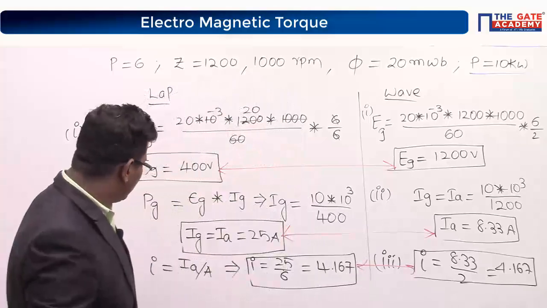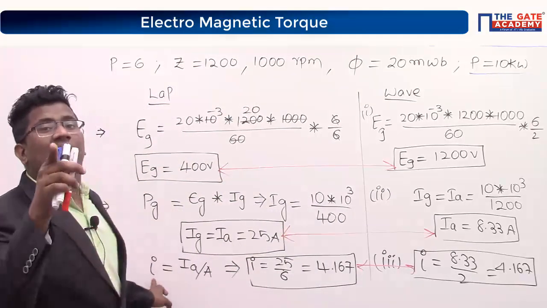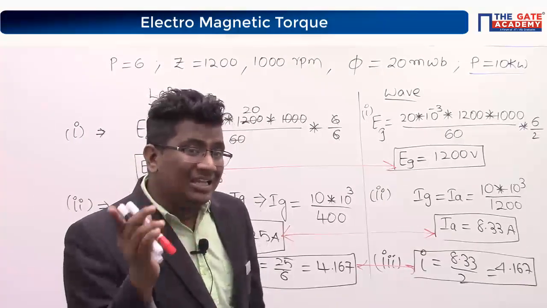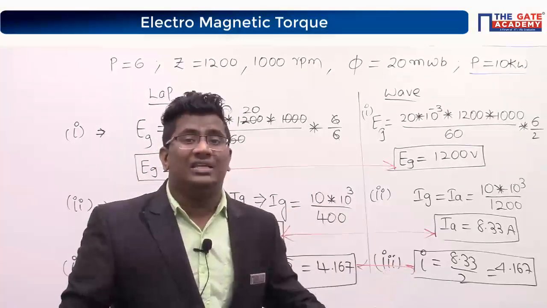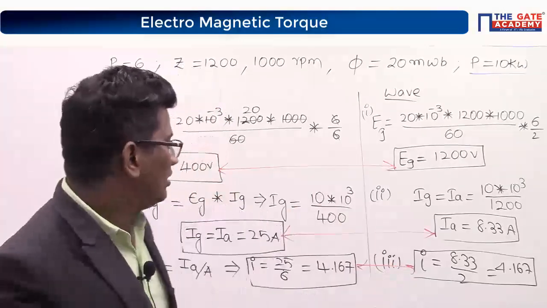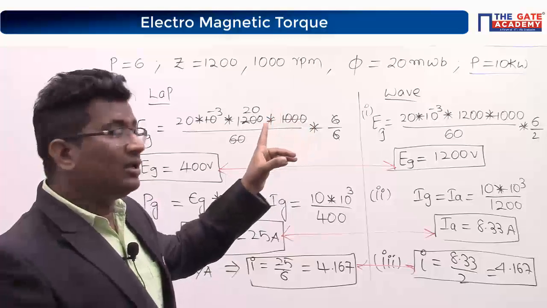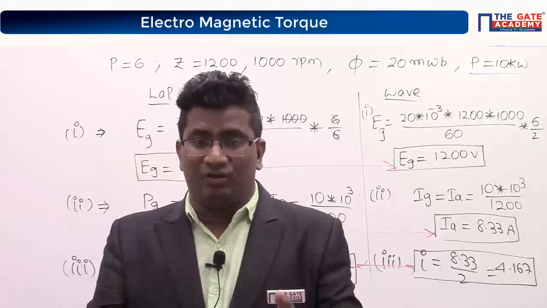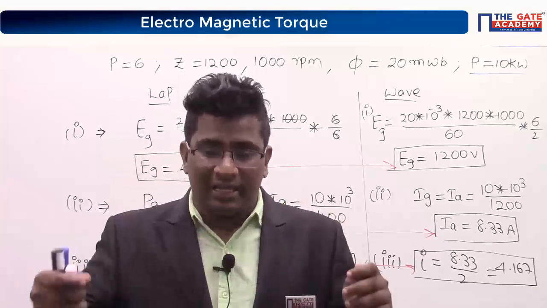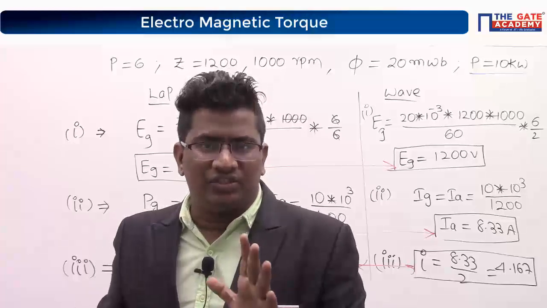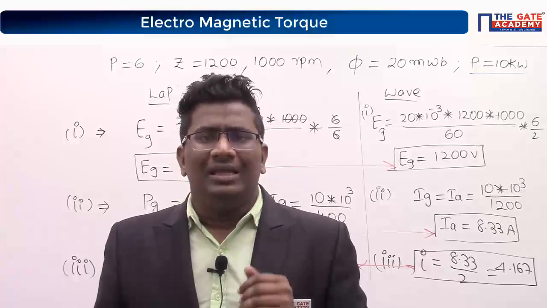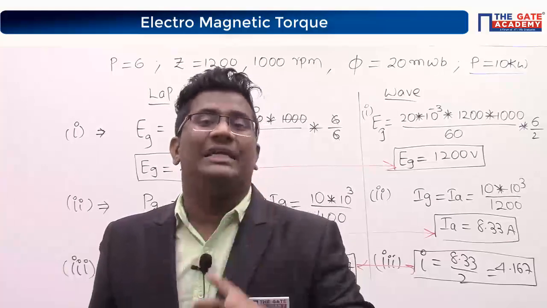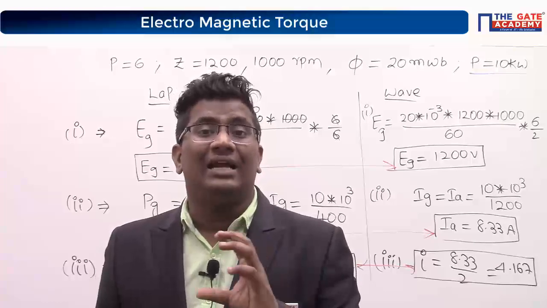But just look at the board. The current carried by each conductor, whether it is a lap connection or a wave connection, is it the same or different? For the same power rating, the current carried by each conductor is the same. Even if you have a lap winding machine, dismantle it and rewind it as a wave connection, is there any change in parallel path current? No. But what is changing? Voltages and currents.